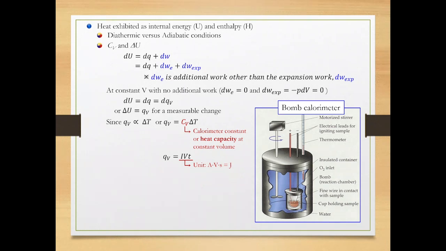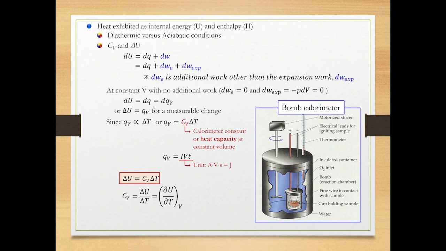AVS is an energy unit, which is equal to joule. Since delta U equals Q sub V and Q sub V equals C sub V times delta T, delta U equals C sub V times delta T. You may modify this equation and express C sub V like this. C sub V equals delta U over delta T. For an infinitesimal change, the C sub V can be also written as partial derivative of U with respect to T.